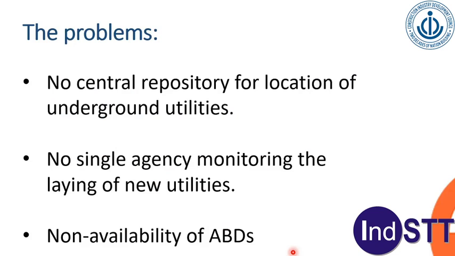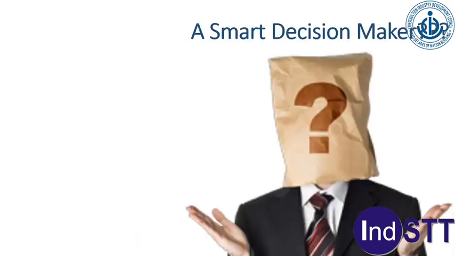So the problem is that there is no central repository for location of underground utilities. There is no single database from where you can get the location of underground utilities. No single agency monitoring the laying of new utilities. Non-availability of as-built drawings. We know very well that as-built drawings more often than not are replica of as-designed drawings. We will not go into detail why that is the case. And covering of manholes and inspection covers during laying of roads or relaying of roads basically eliminates practically all the signatures of utilities on the ground.